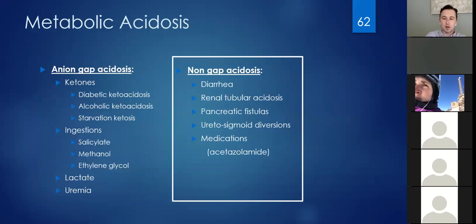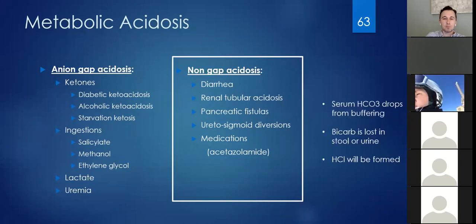Now, these are the most common causes of non-gap acidosis, and we're going to dive into the anion gap equation in a second. But these are a little bit different than our anion gap acidosis chemically. What's going on here is that, just like with our gap acidosis, your bicarb will drop because it's going to buffer that excess hydrogen. But you're also losing bicarb, whether it's in the stool or the urine. And unique to this group of conditions, hydrochloric acid will also be formed.